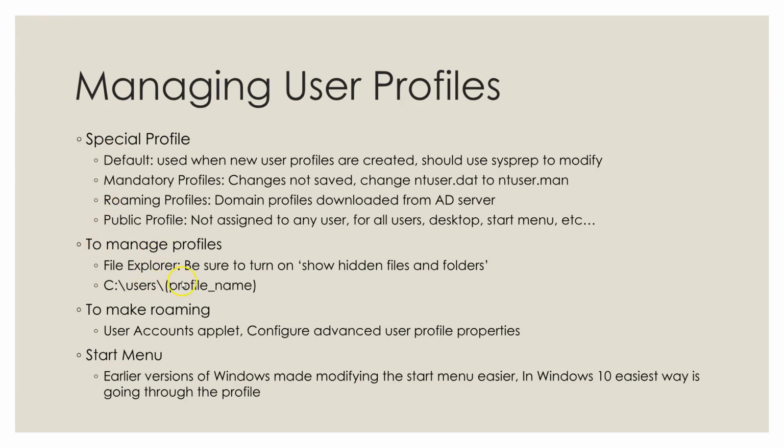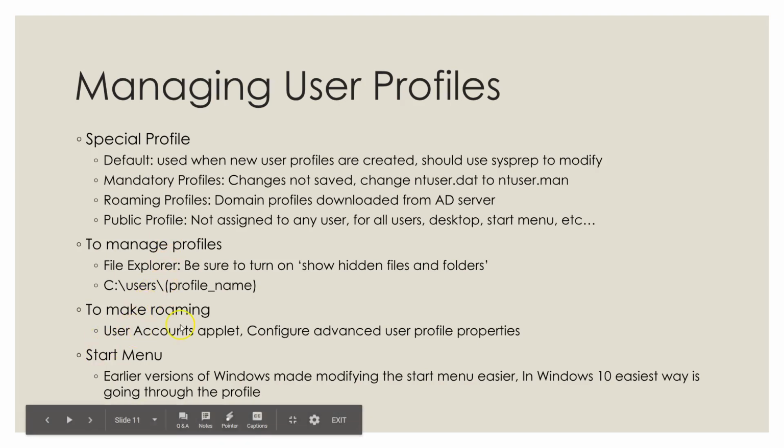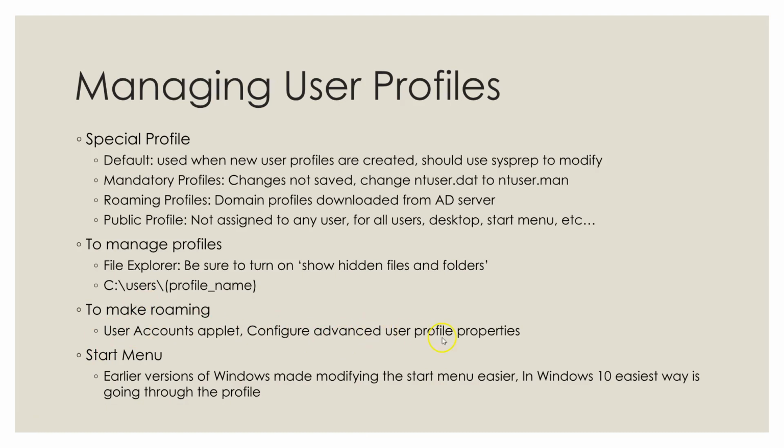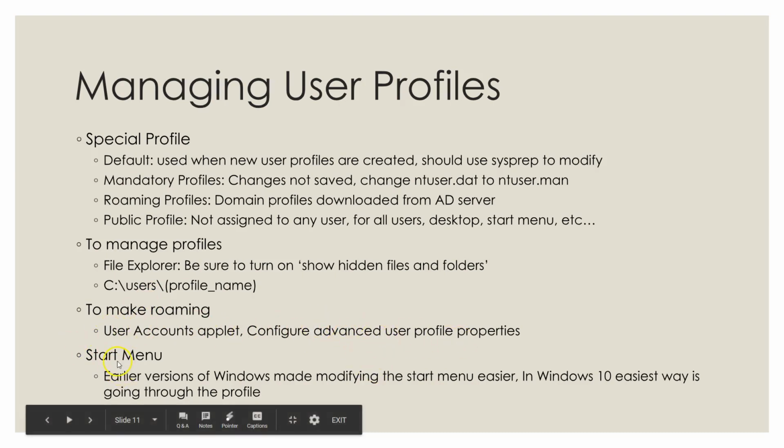To manage profiles, be sure to turn on show hidden files and folders. And you go to, well, in this case, I did the system drive, the same drive as Windows, Users, and the name of the profile, unless you changed it. Remember, I showed you in the Users MMC where you can change that too. You don't have to accept the profile being in the default place. To make a roaming profile, you can use the User Accounts applet, Configure Advanced User Profiles. As for the Start menu, earlier versions of Windows made modifying the Start menu easier. In Windows 10, the easiest way is to go through the profile.